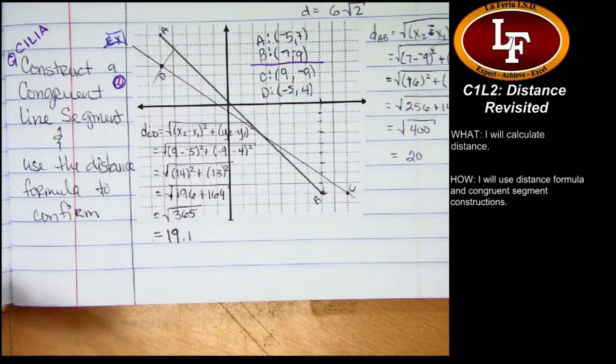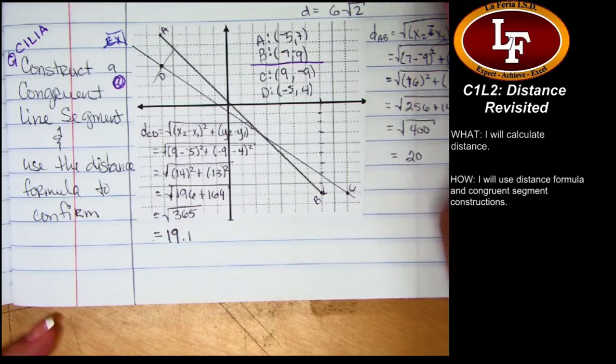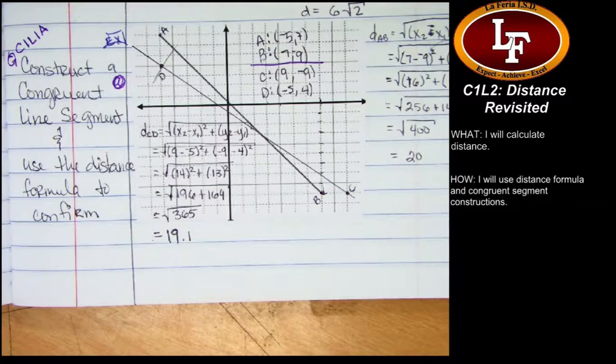All right, so there is distance revisited and an example of how you would use the distance formula to confirm that you did in fact have congruent line segments.